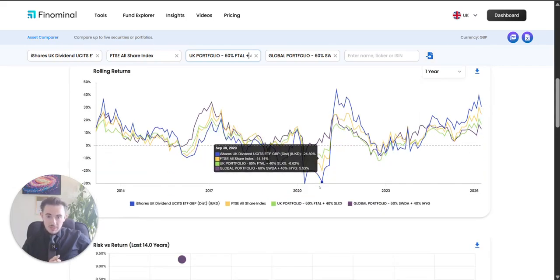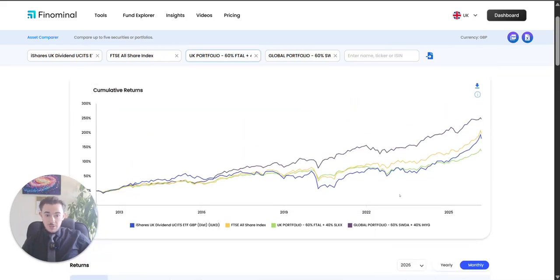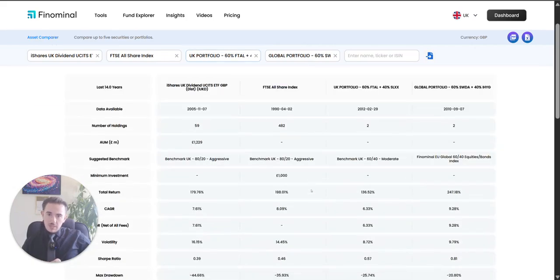Like I said, the main thing I'm noticing here is that these two simple portfolios, only two funds, have seen increased drawdown protection and higher returns for the global portfolio, though we have seen underperformance for the UK specific one. But if I head over to statistics, whilst we have seen a lesser total return for that UK portfolio we created at 136.52% versus IUKD at 179.76% for this time frame that we're currently looking at.